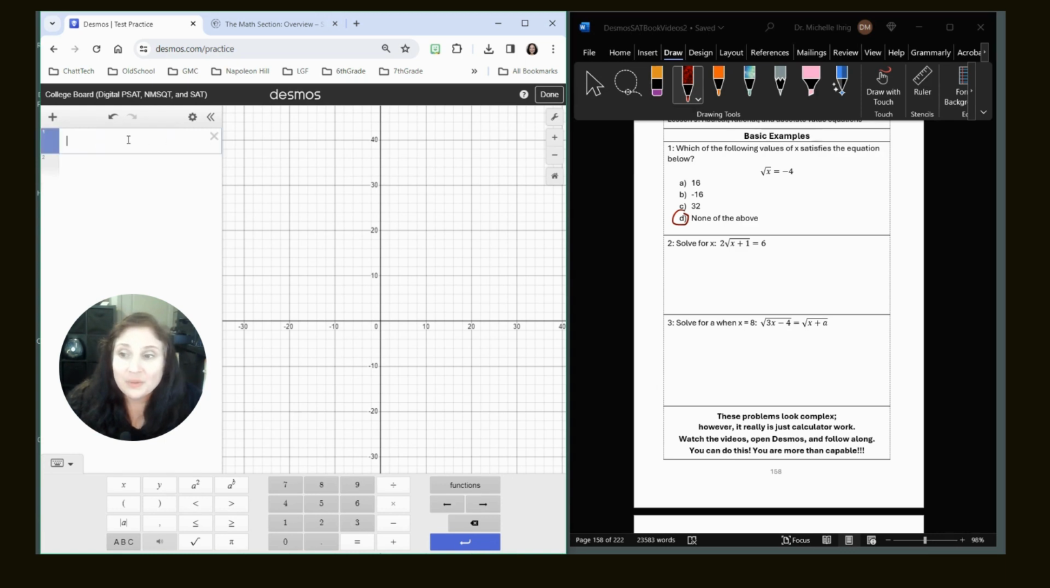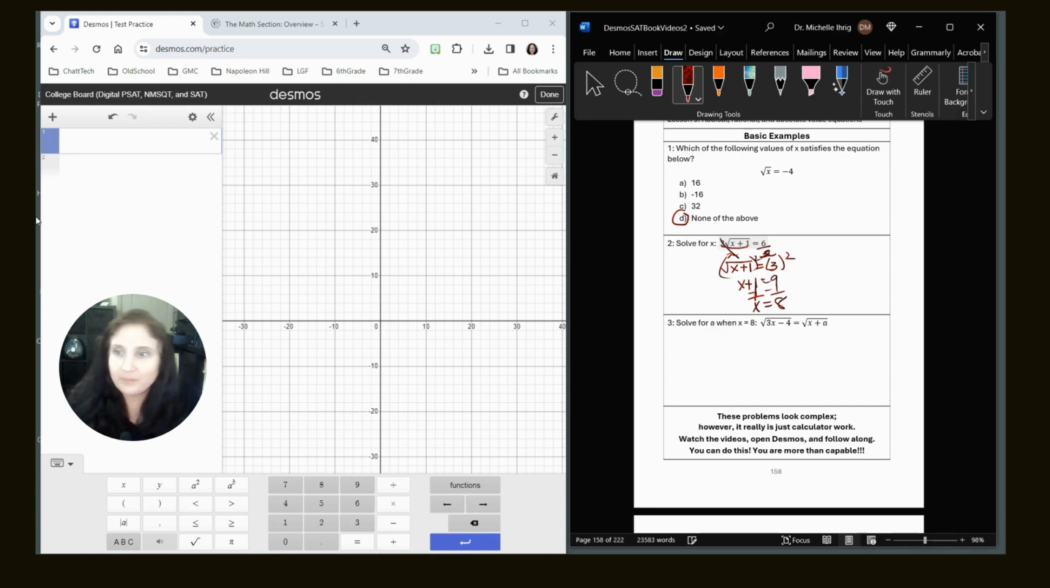All right, let's look at the next one. First, I'm going to show you the long way. The long way to do this problem is to divide both sides by 2. This is the way that Khan will show you how to do it. These cancel. You're left with the square root of x plus 1 equals 3. You're going to square both sides and get x plus 1 equals 9. And then subtract 1 from both sides and get x equals 8. I mean, that didn't take a whole lot of time.